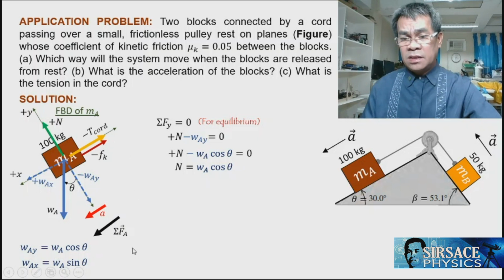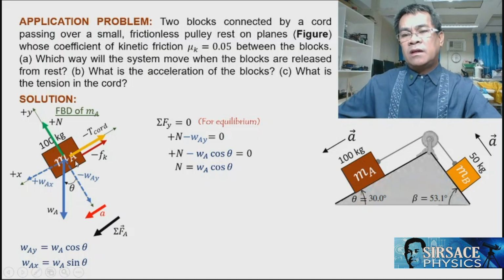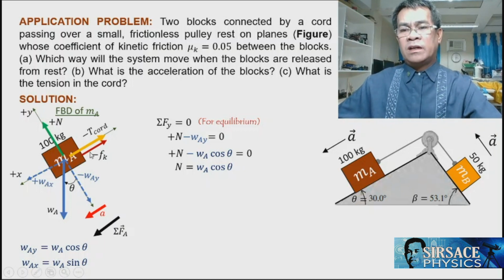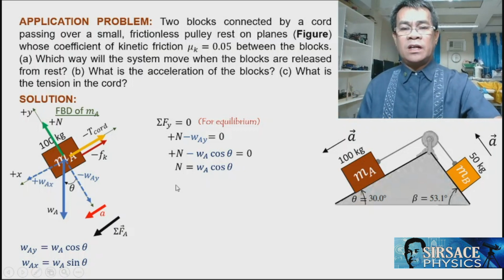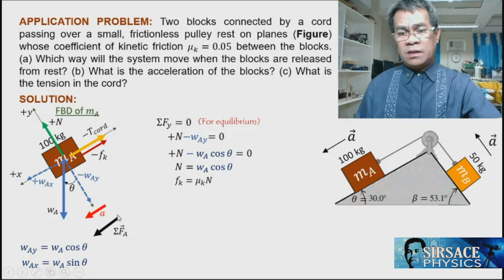The answer is the net external force. This is the net external force, the summation of forces along the A. This is the net external force of the mass A moving downward. So again, summing up all forces along x, the sum should be the net external force. By the way, take note that there is friction.